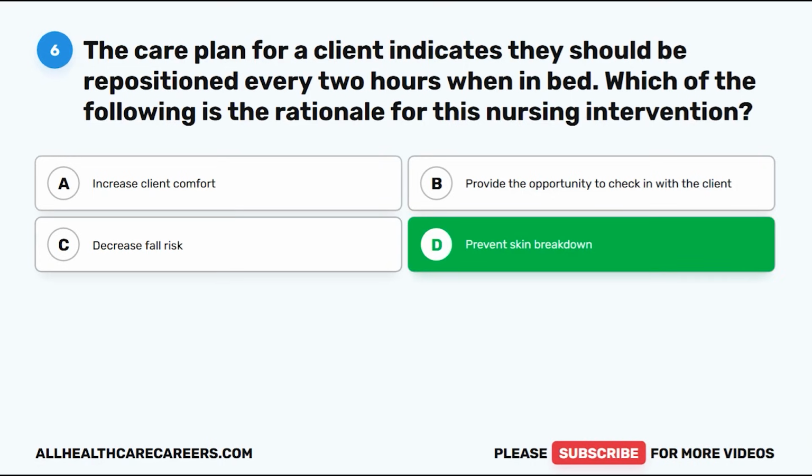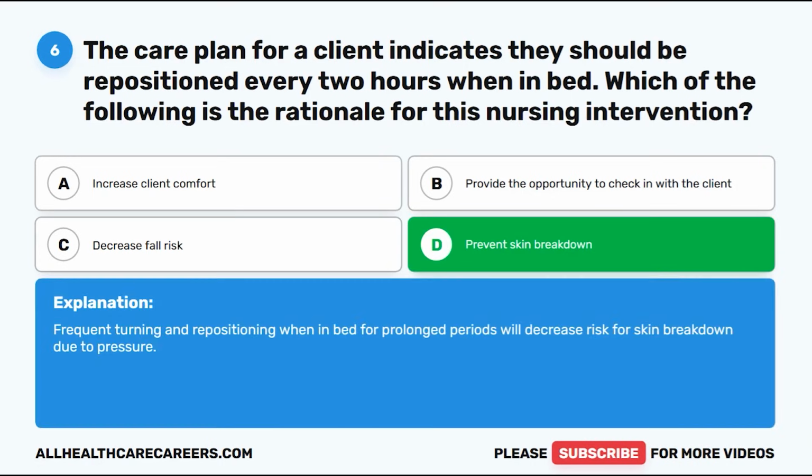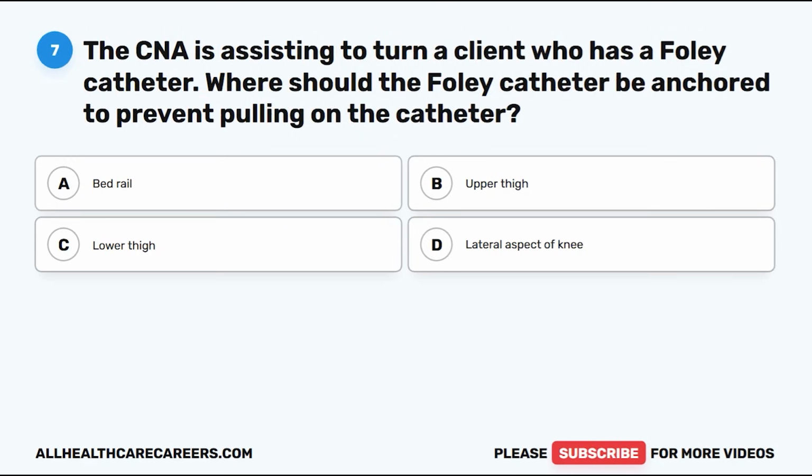Prevent skin breakdown. Frequent turning and repositioning when in bed for prolonged periods will decrease risk for skin breakdown due to pressure. Question 7. The CNA is assisting to turn a client who has a Foley catheter.